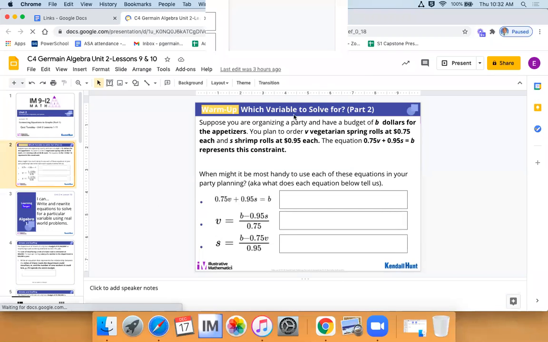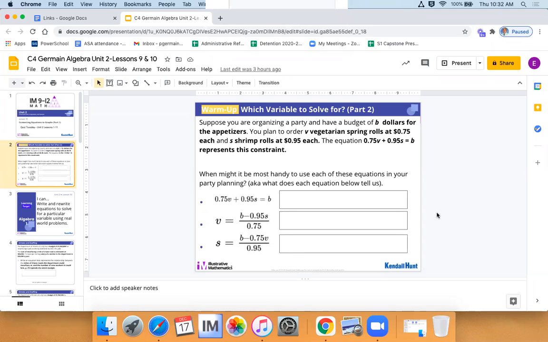We are looking on slide number 2 at this party that you're having. The budget for this party is represented by the variable B dollars. We're spending B dollars on appetizers. You plan to order V vegetarian spring rolls that cost 75 cents each, and S shrimp rolls that cost 95 cents each. The equation 0.75V + 0.95S = B represents the constraints in this story.